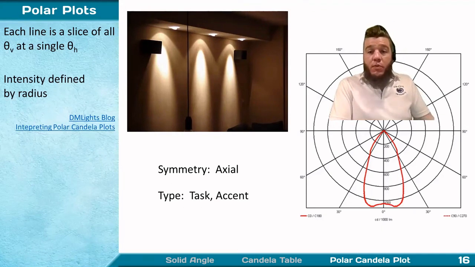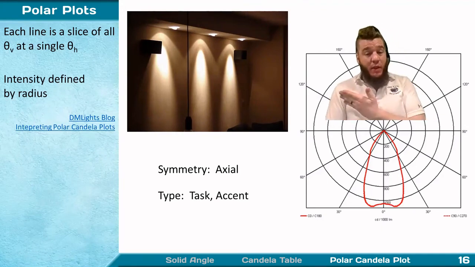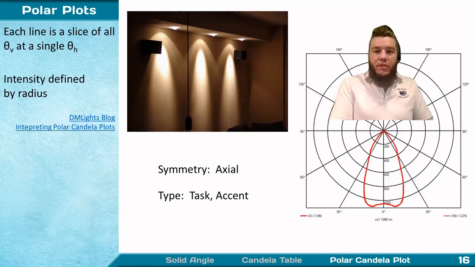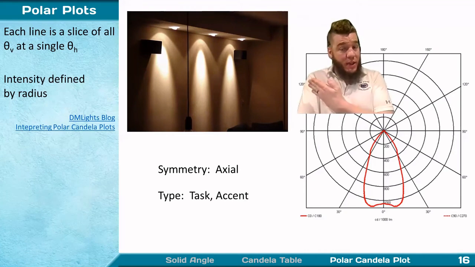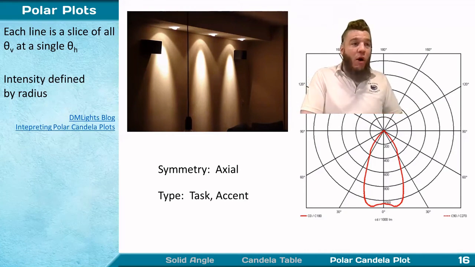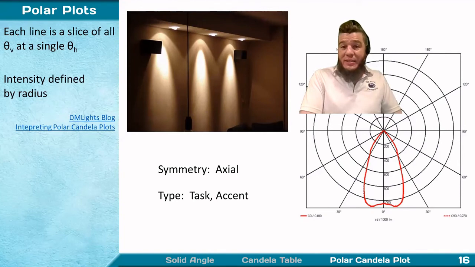And the reason you would use this, so this is a can downlight, is to highlight a particular visual task, or in this case right here, accent a wall. So definitely accent lighting is the way to go given this photo.